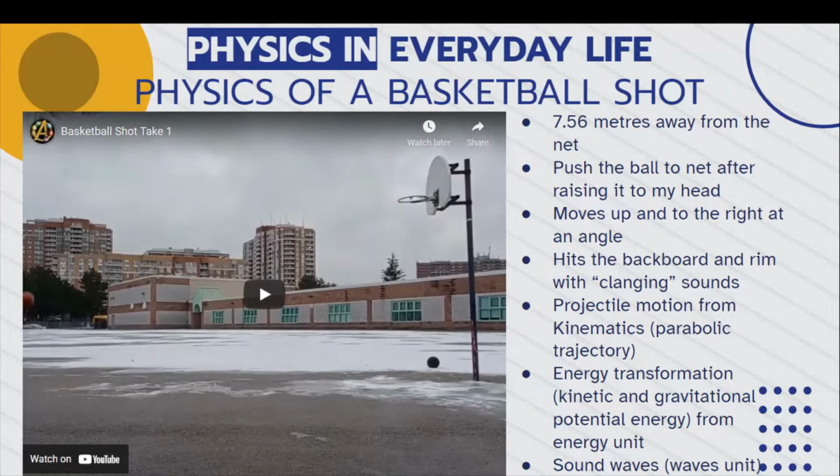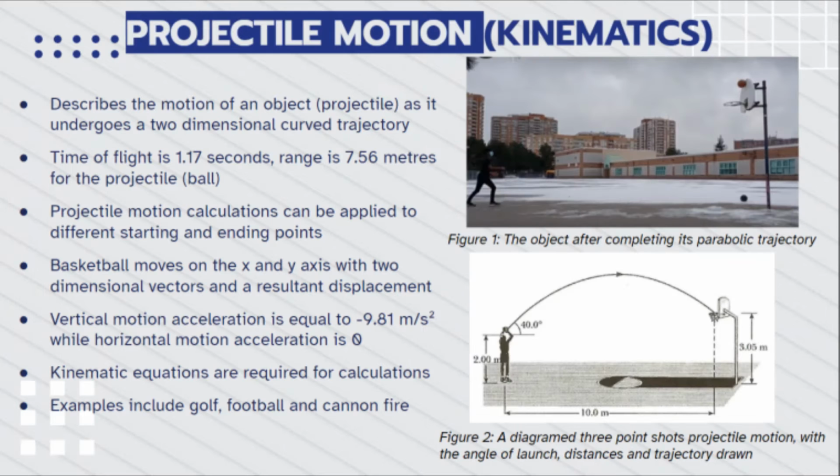Three curriculum connections include the presence of projectile motion from the kinematics unit, as the ball goes through a parabolic motion upon its release and under the influence of gravity. As well as this, there is energy transformation, as energy transforms between gravitational potential energy and kinetic energy throughout the shot, energy unit. Finally, there are sound waves created when the ball interacts with the backboard and rim, while it makes a clanging sound, waves unit.